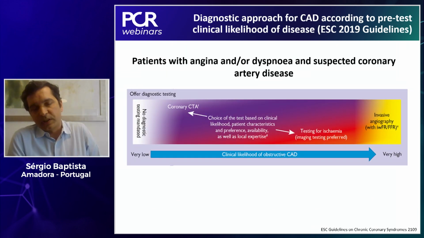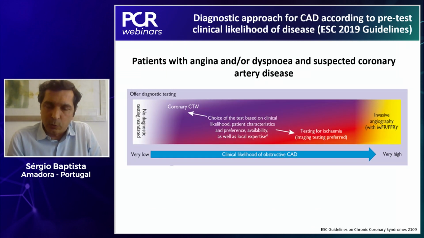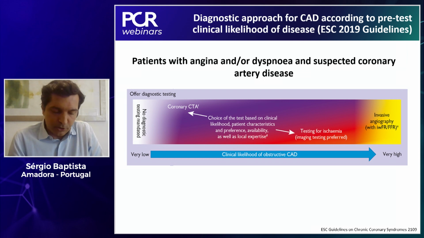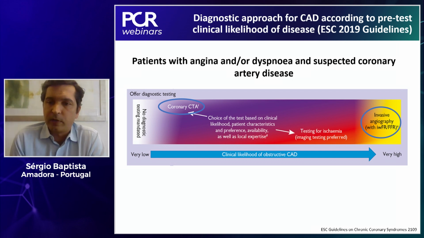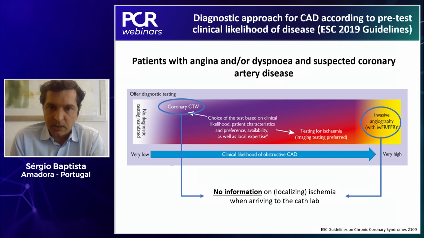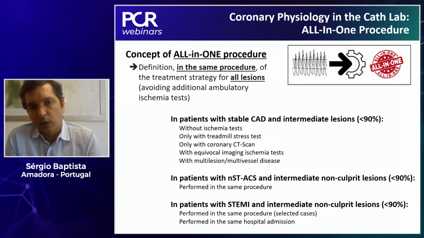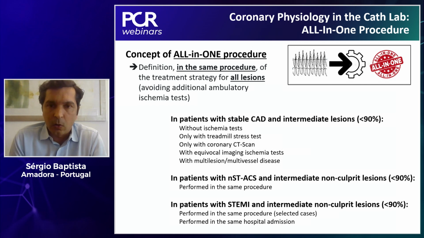And as you know, the more recent European guidelines in stable coronary artery disease state that in low and very low likelihood patients for obstructive coronary artery disease, CT scan should be the first test to do. And on the other side of the interval, patients with very high risk should go directly for invasive angiography. So using these guidelines, what we will have is even more patients that will arrive to the cath lab without any information on ischemia. And so this leads us to the concept of the angiography as an all-in-one procedure.